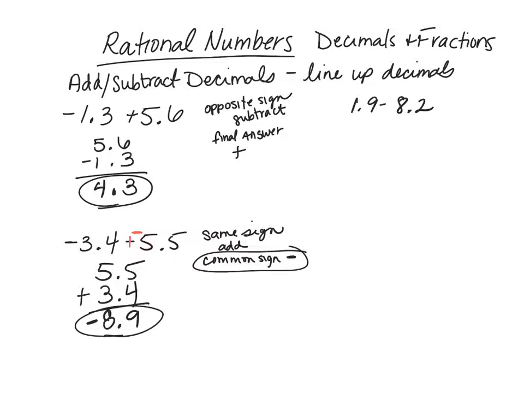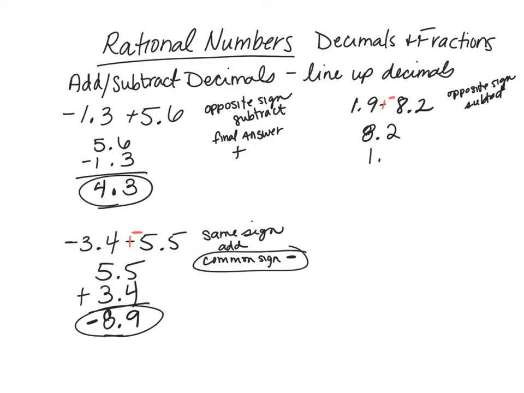How about 1.9 minus 8.2? Again, subtraction, so we're going to keep, change, change. And now we're going to ask ourselves if they have the same sign or different sign. And so then they're opposite signs or different sign. So I need to subtract. These are all these things you have to ask yourself as you're going through these problems. And it's super important with subtraction.